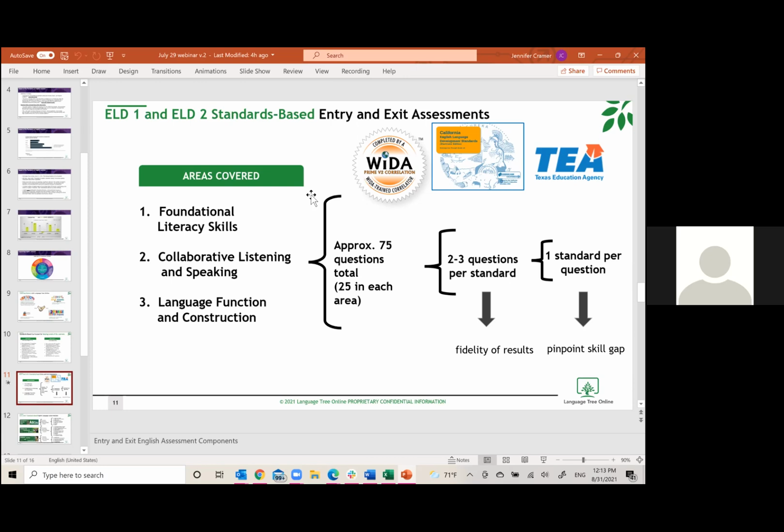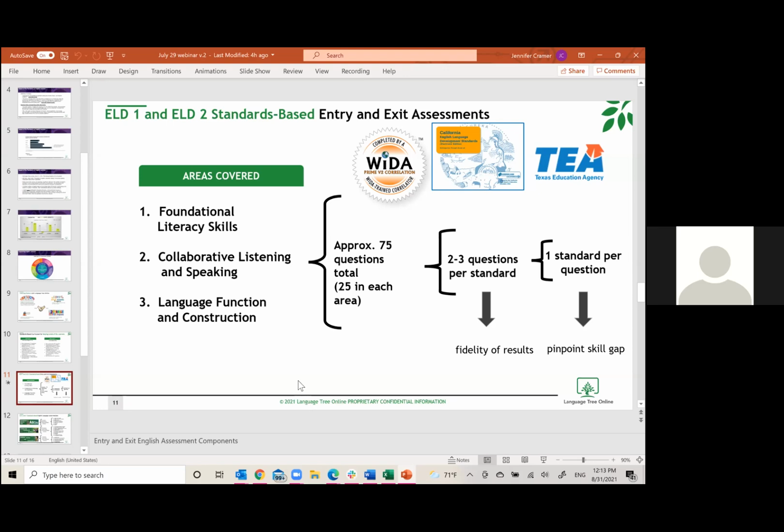So what we did is we put, as I mentioned before, we have these 3 areas. I like to refer to them as buckets for lack of a better term: the foundational literacy skills bucket, the collaborative listening and speaking bucket, and the language function and construction bucket. And we put 25 questions in each assessment area. We never recommend having a student sit down and do a 75 question assessment. That's too much, but it is all online.